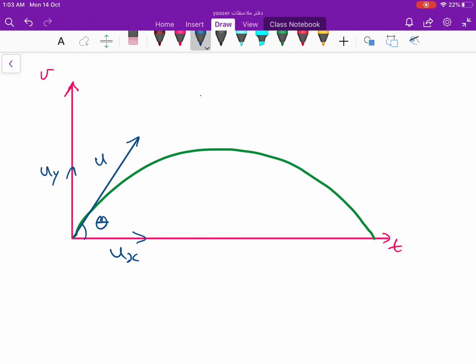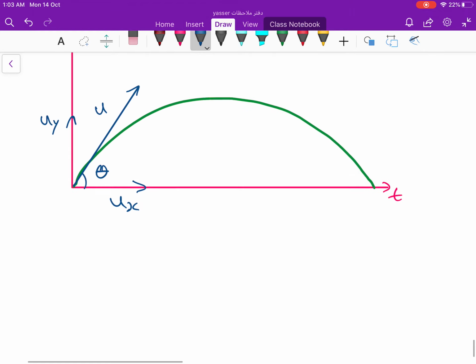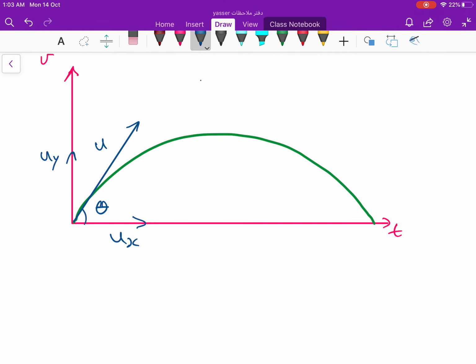Inshallah, I'm going to make a lecture for vectors and for resolving vectors or addition of vectors. Here the initial velocity was u at angle theta. Since the object is projected with an angle, the object will move in a curved line. So we can resolve the initial velocity into horizontal and vertical components. So ux is equal to u cosine theta, and uy is equal to u sine theta.